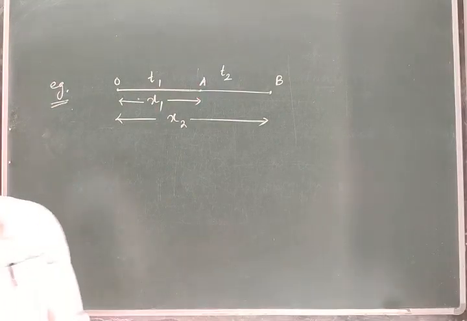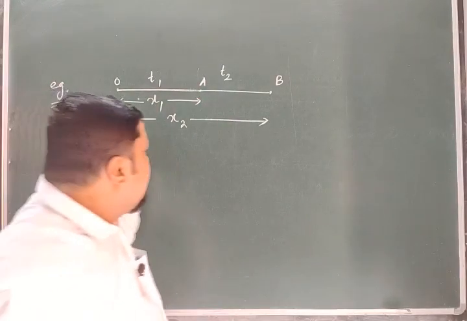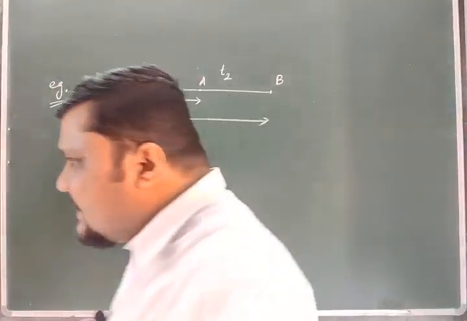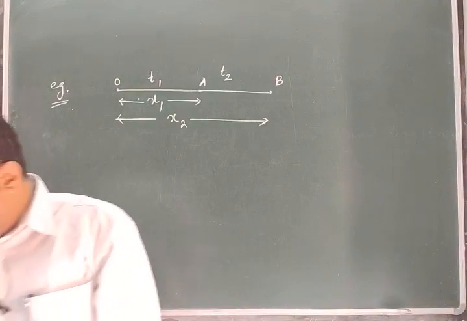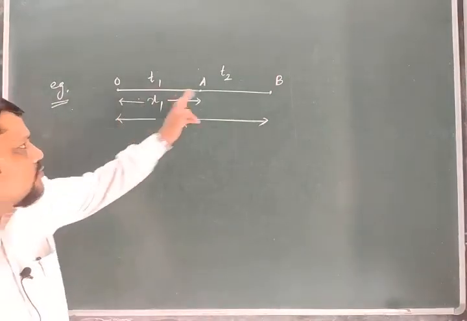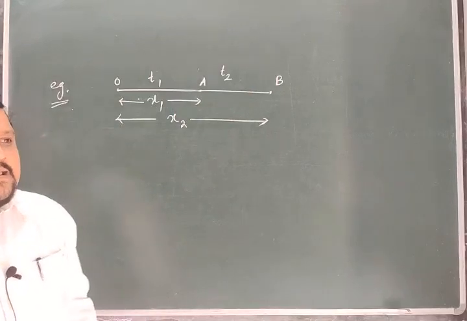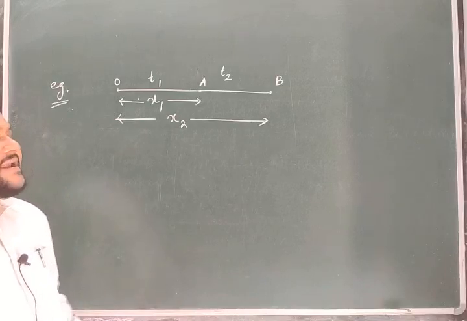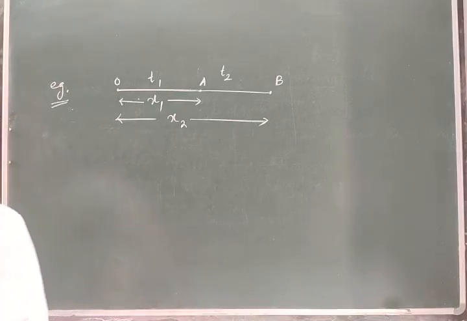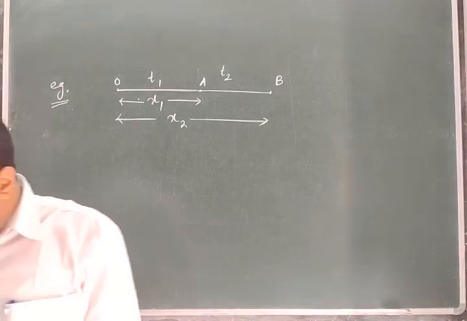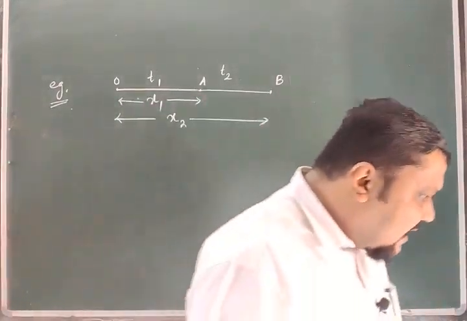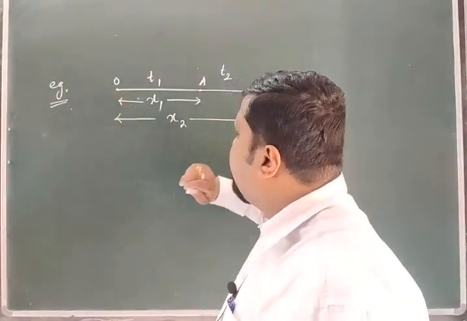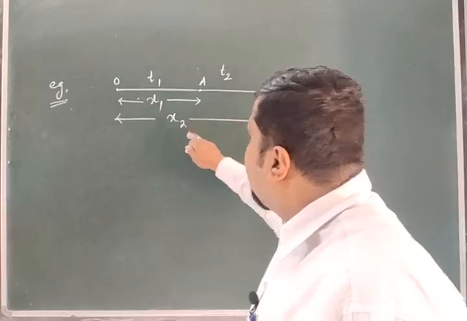So in this path traveled, in these two positions, what is the displacement? It is the shortest distance from the initial to the final point. If I ask you what is the shortest distance the particle has covered, the displacement gives you the shortest path from the initial to the final point. Here the particle starts from O, reaches A, and then continues for a time t2.